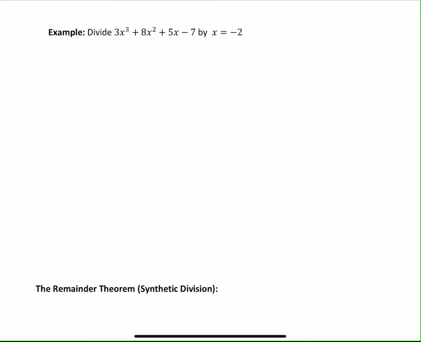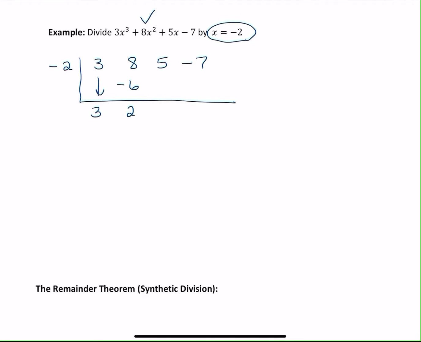Okay, let's look at the next example. Check it, make sure you're in descending order and there's no missing terms. This one's good. So I'm going to have 3, 8, 5, and negative 7. And notice here, it's already solved for x, so you go ahead and put the negative 2 there. So just watch that. If it's already x equals, you just are dividing by that number. So I'm going to pull the 3 down, multiply, add, multiply, add, multiply, add.